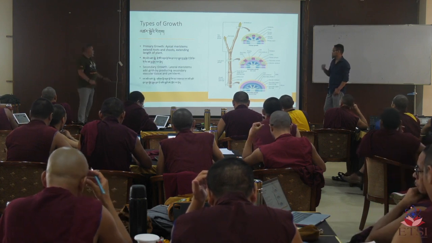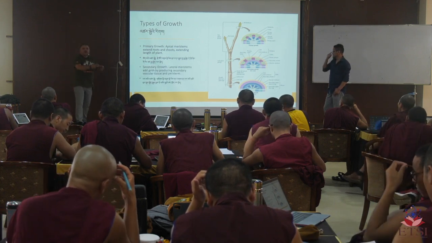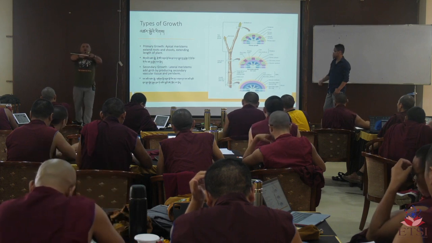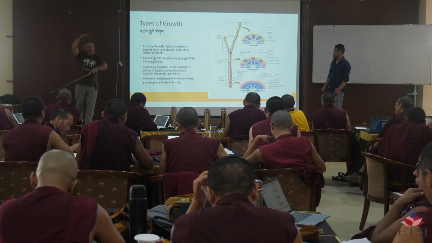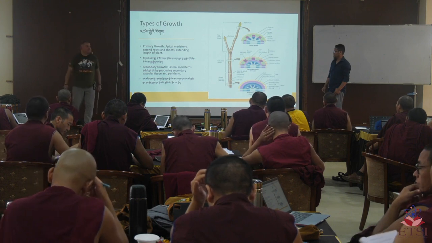The second type of growth, secondary growth, is essentially growing on a girth or widthwise. It's essentially growing upwards, not long, but widthwise.